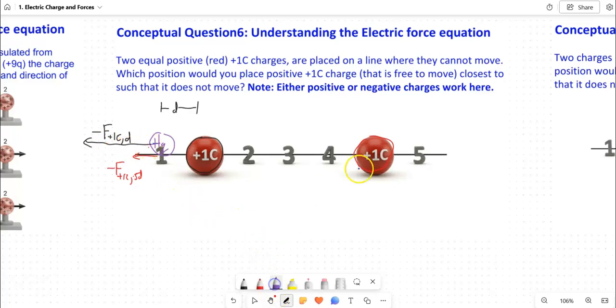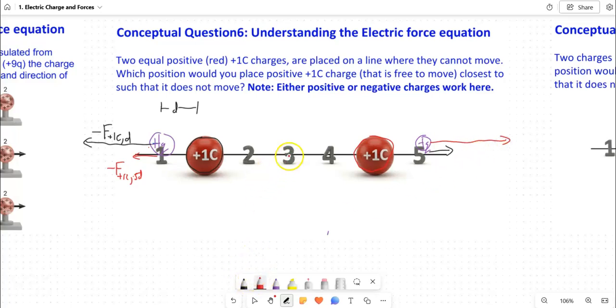And conversely, if you put it right here, the black positive 1 Coulomb charge is going to shoot it to the right. The black positive charge is now 5d away from it, and the red charge is now really close to it, so you're going to have it shoot off to the right.